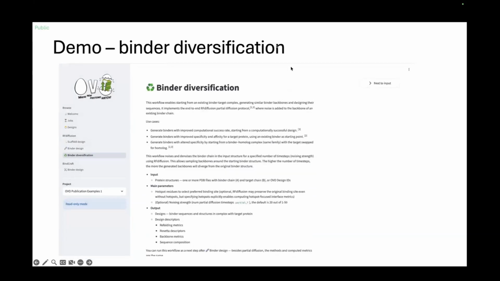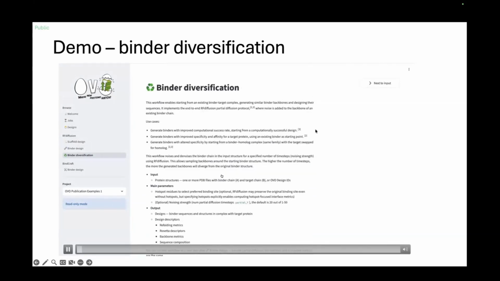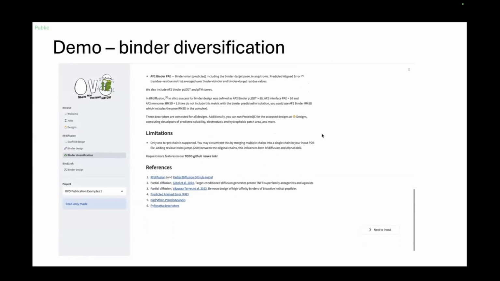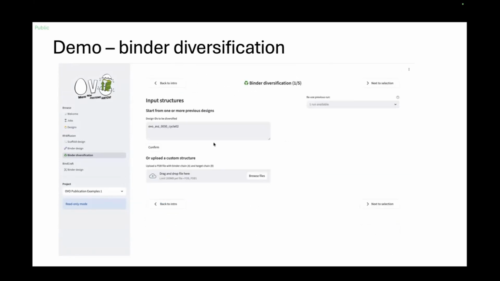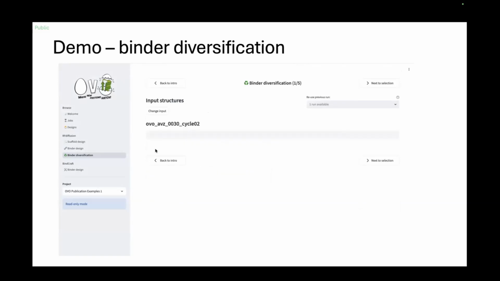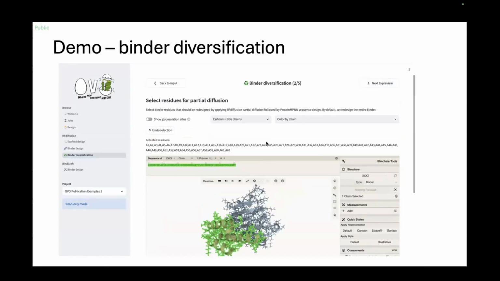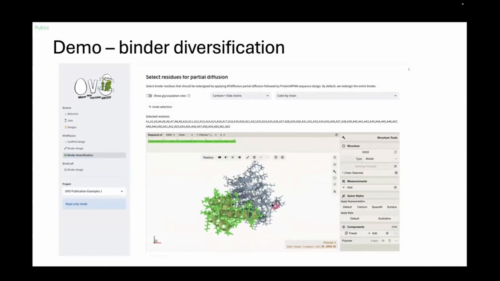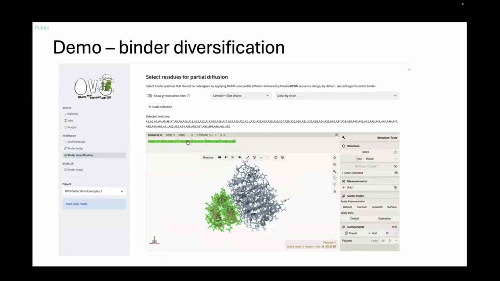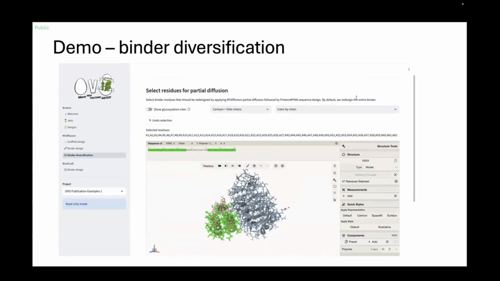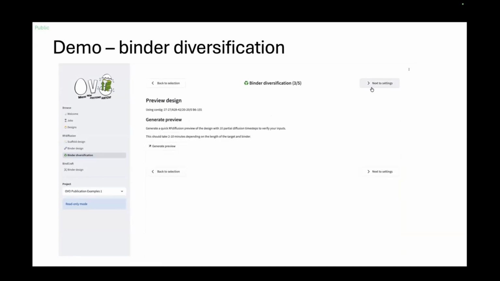And the last workflow is binder diversification. So here you again have the description of the workflow, and you can input either a PDB file, or you can use the OVO ID of your previous OVO designs, and you can submit partial diffusion. So here you can select the residues that you want to be redesigned. So you can select again from the sequence or directly from the structure.